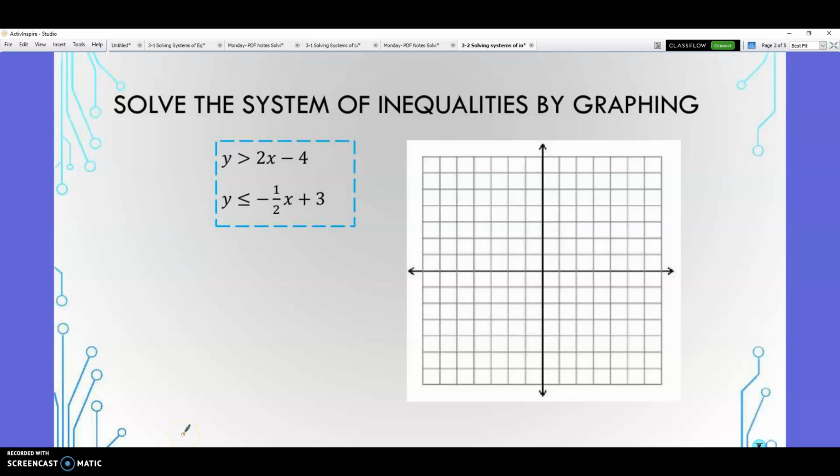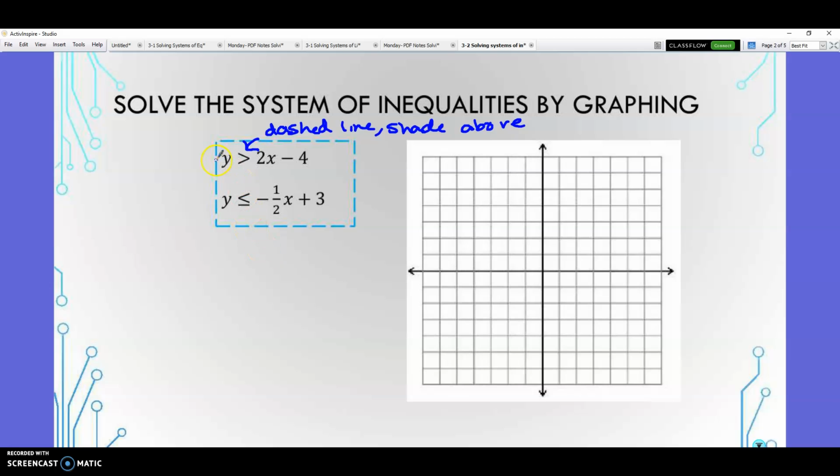Okay, so when we are graphing inequalities, remember that we have the solid or the dashed line, and also we have shading involved. When we're solving inequalities, our shaded area where both of these are shaded is our solution area. So for the first one, y is greater than 2x minus 4. This line should be a dashed line, and then we should also shade above.